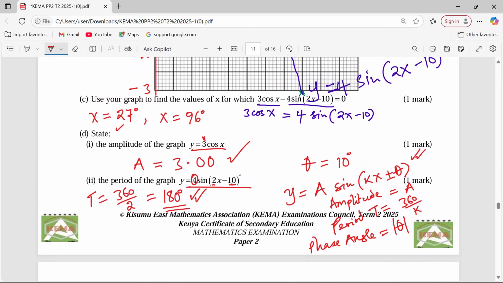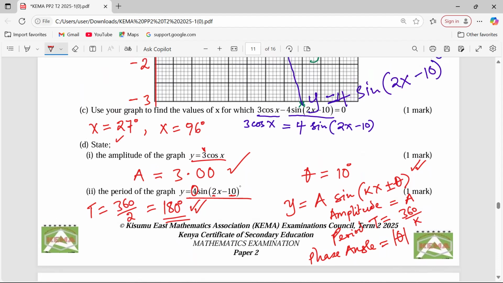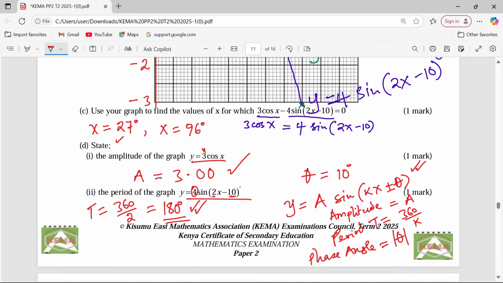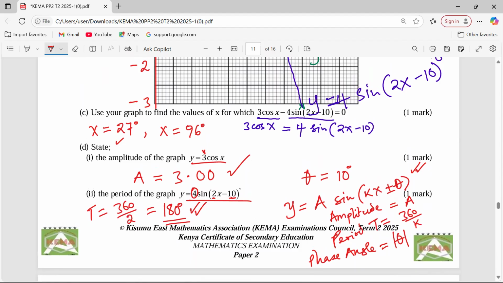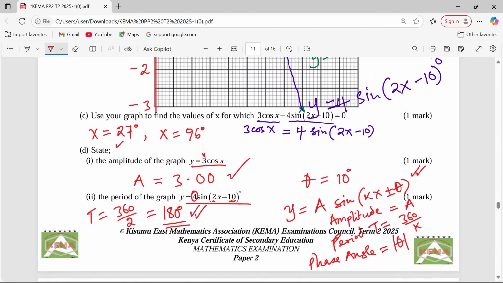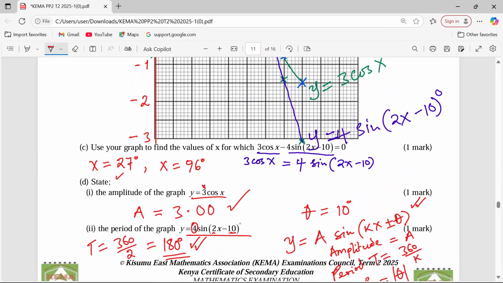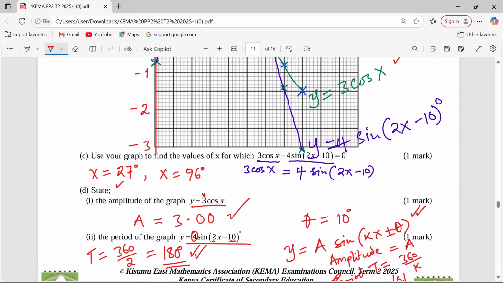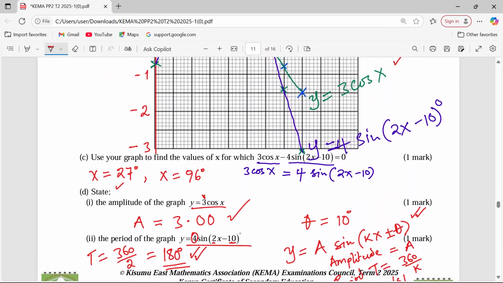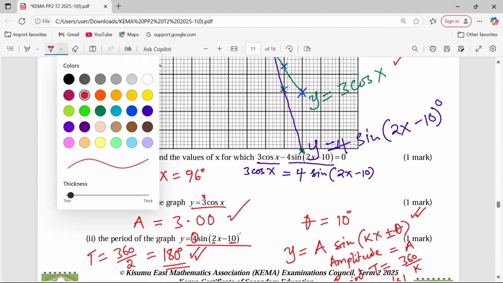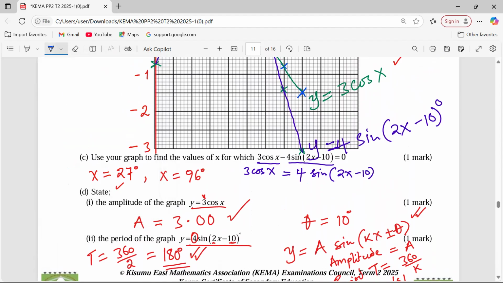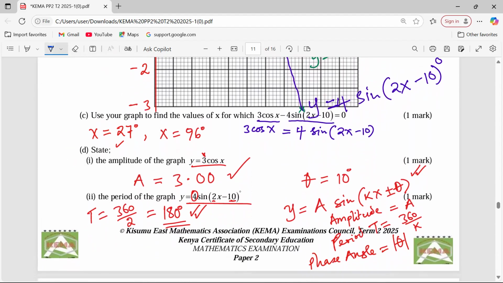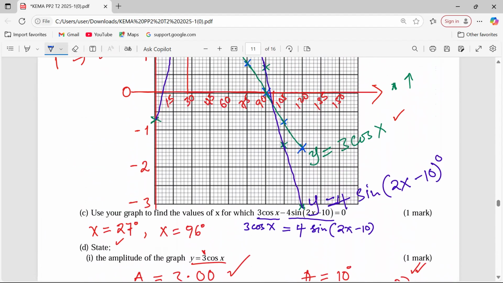But now assuming that part D was using the graph, find amplitude, find period. For the amplitude, I have told you it is the highest level the curve can go or the lowest it can go, but we pick the absolute value in case we observe the lowest. Now, let me show you how to pick the period from the graph.